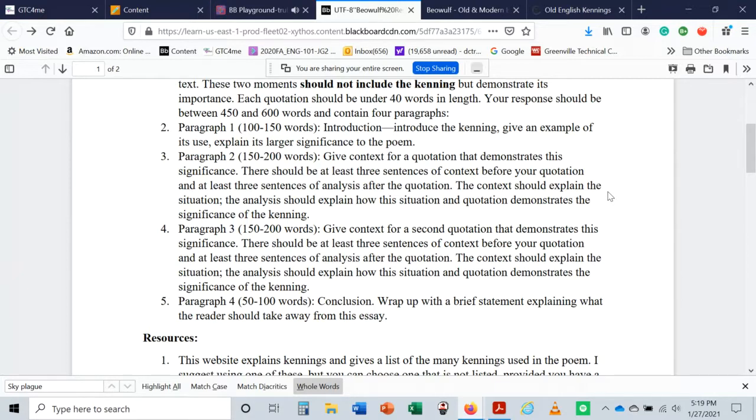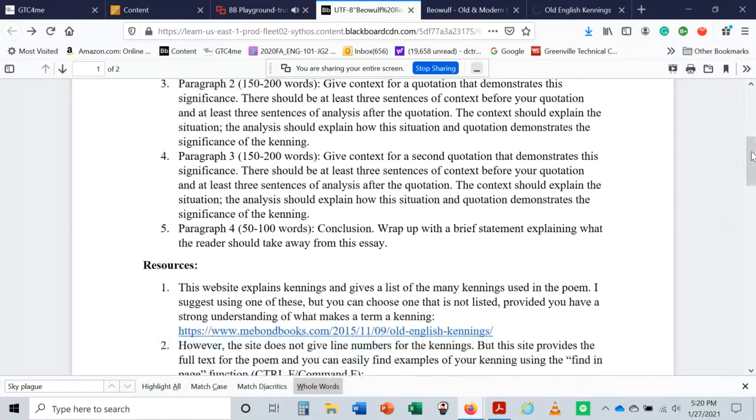And then after the quotation, you give your analysis, and the analysis here is just explaining why you chose this quotation, right? I don't want you to say I chose this quotation because, but you explain why this quotation demonstrates the significance of the kenning, right? Why is this relevant to the kenning you chose? Paragraph 3 does that for a second quotation, all right? And then paragraph 4 is your conclusion, all right?